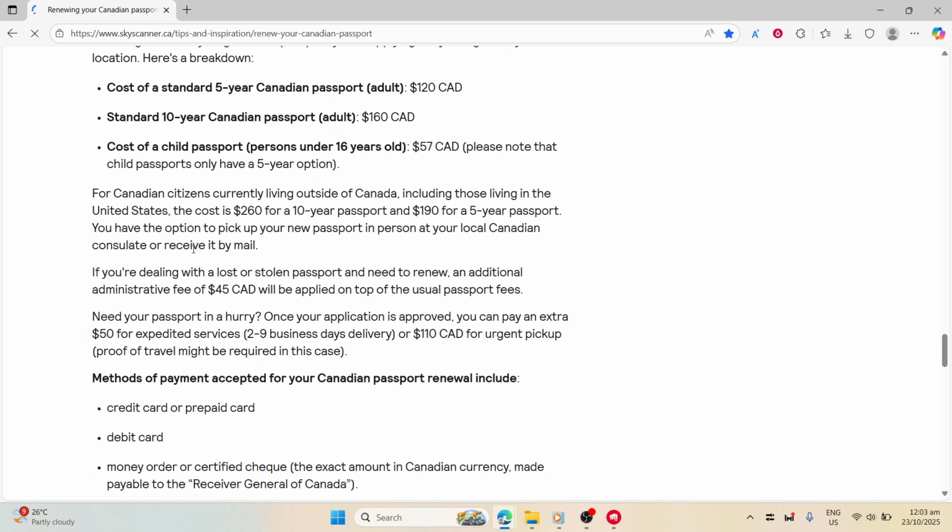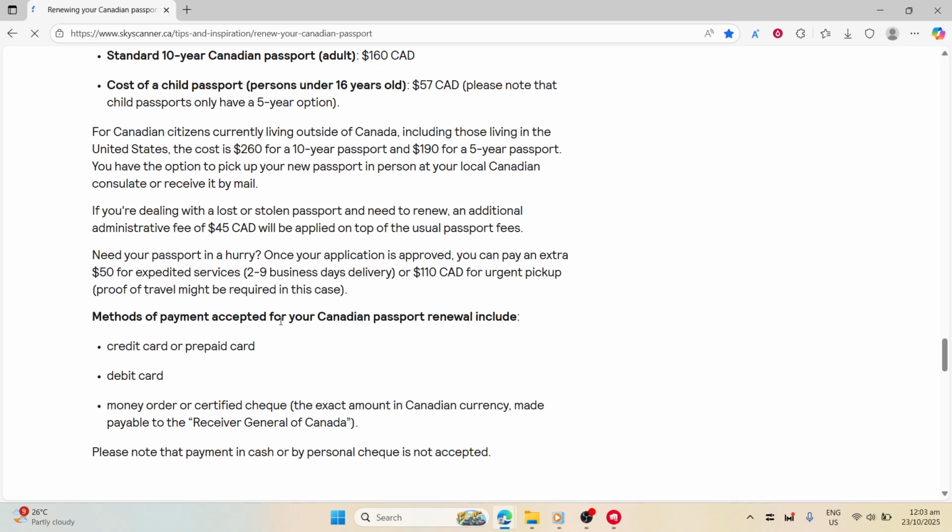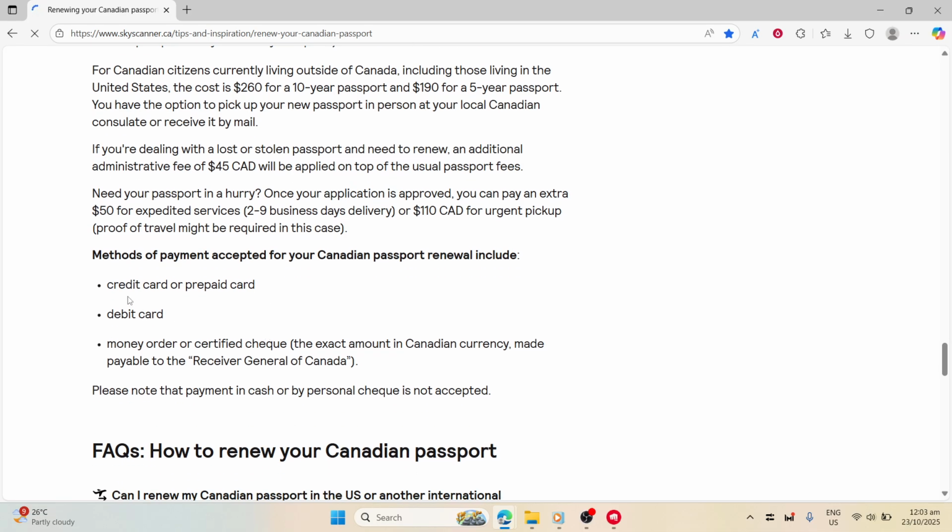Losing a passport enacts an additional $45 CAD fee, and if you need it expedited, $50 to $110 CAD extra, depending on urgency. Finally, when it comes to payment, credit, debit, money orders, or certified checks are accepted, but cash and personal checks are a no-go.